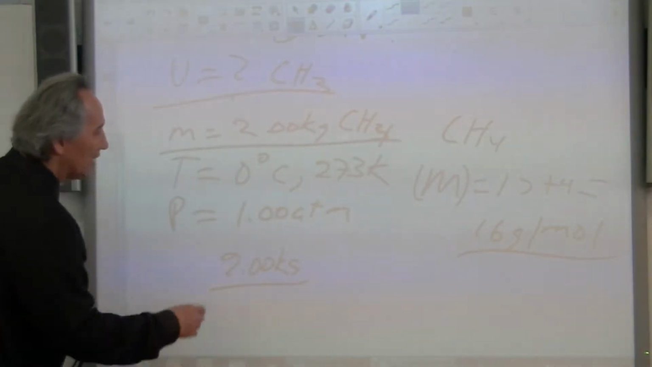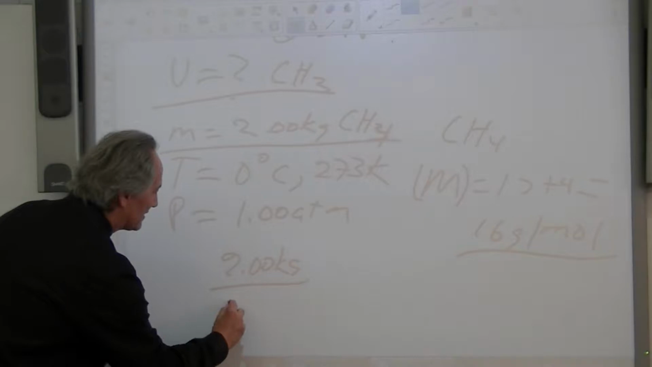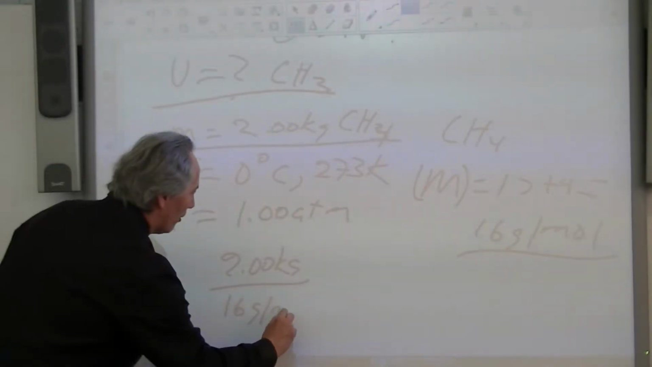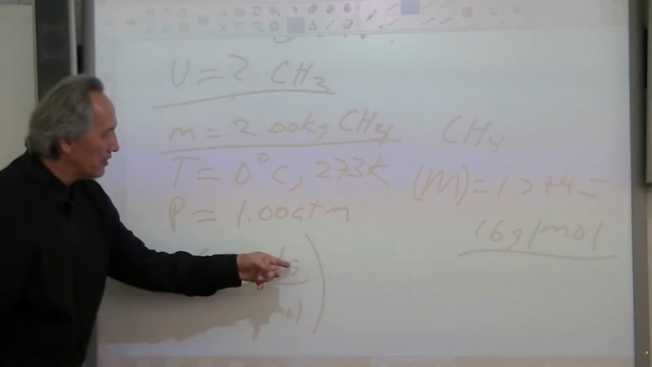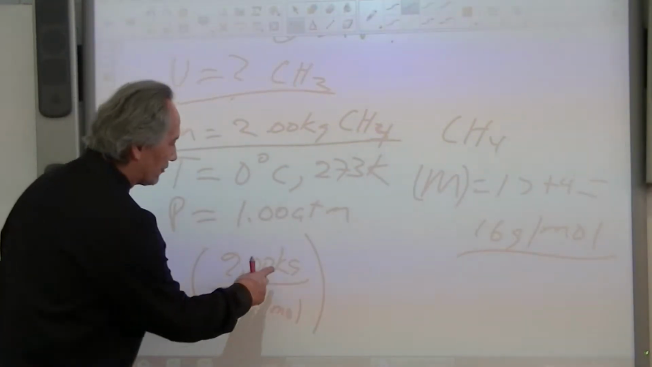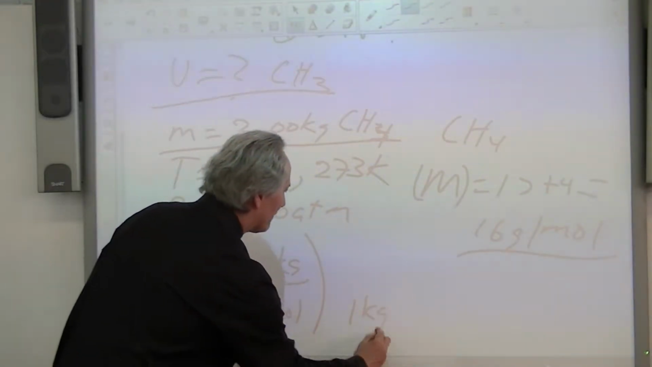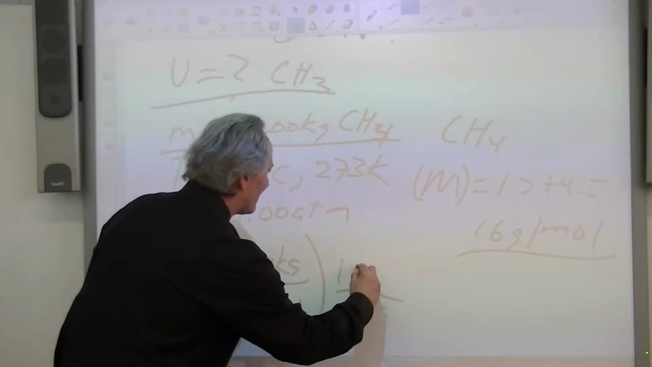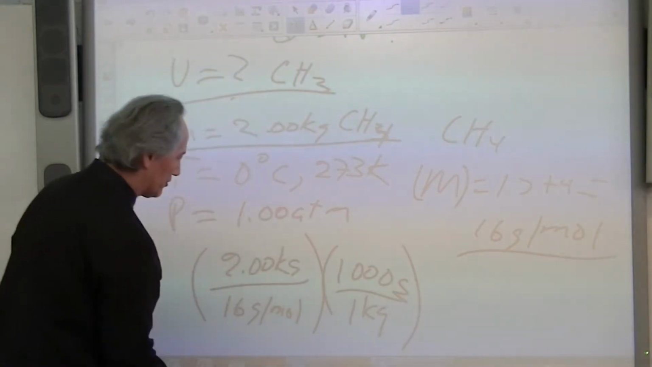This is what we can do. Take the 2.00 kilograms, divide it by the 16 grams per mole. Now let's use a conversion unit to get rid of our kilograms and convert the kilograms to grams. And so hence we have 1 kilogram equals 1,000 grams. Now we've got the conversion unit here.